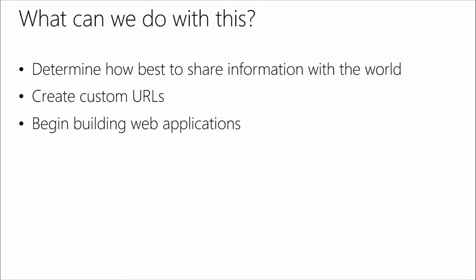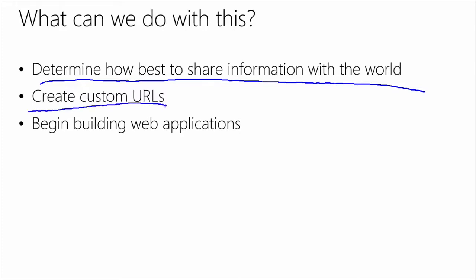Well, what can we do with all of this? Because that seemed sort of esoteric, kind of academic. Well, the biggest thing is we now learn how to best share information with the world. You want to keep your URLs predictable, nice, and clean, so the user understands exactly what they're going to get when they click on your link, and the search engine does too. We also saw how to create our custom URLs and begin building our own web applications. But of course, we need to keep going.